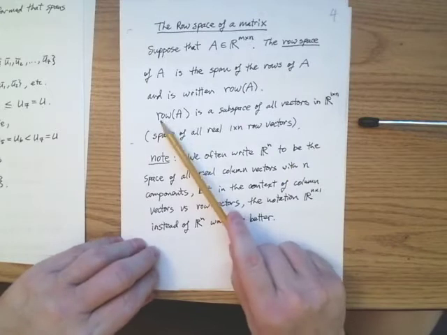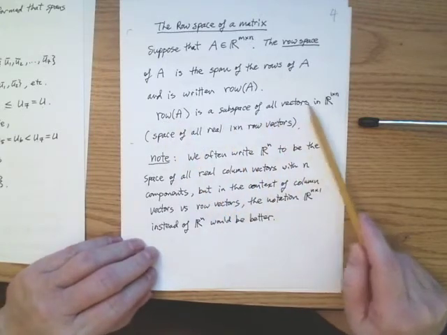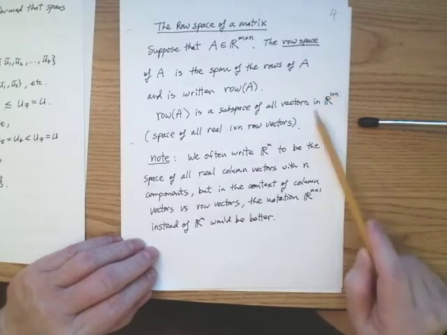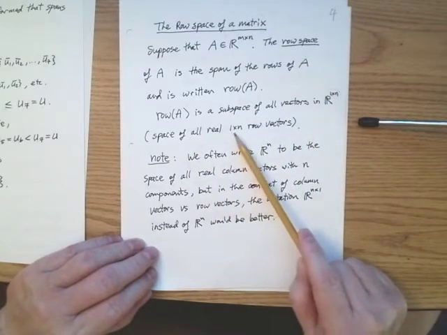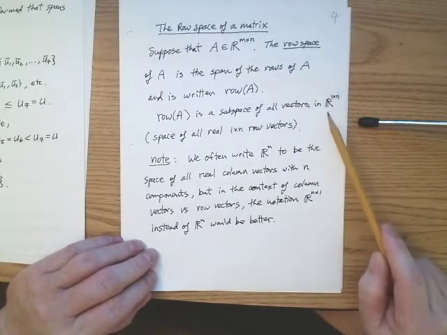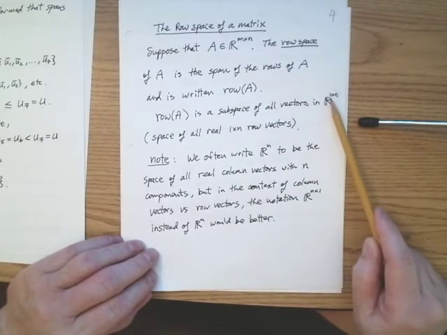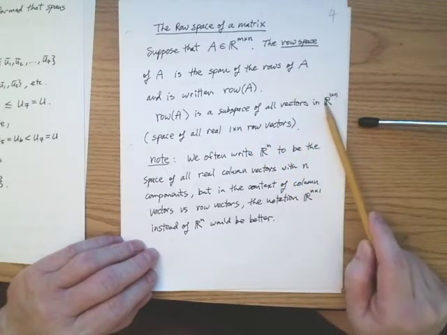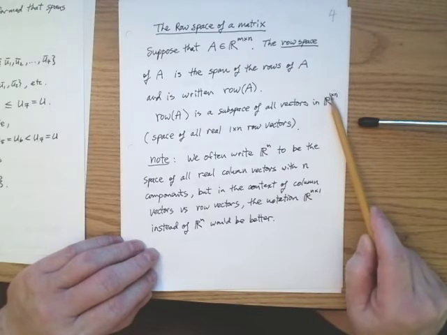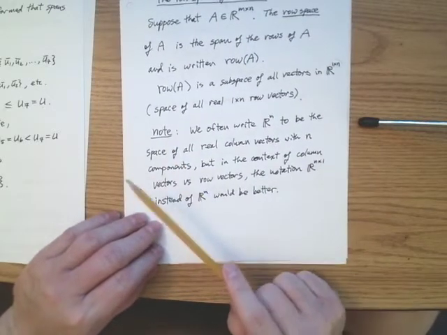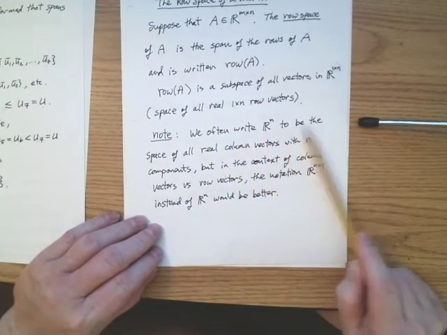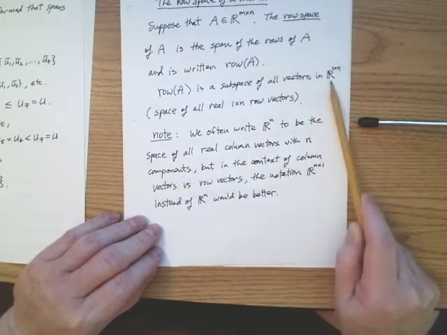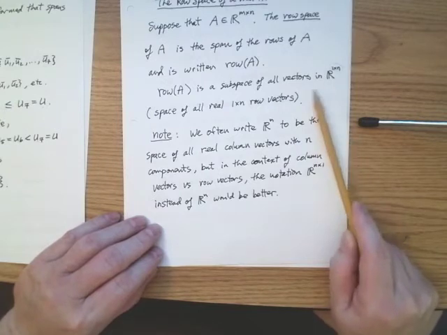Okay? Row A is a subspace of all vectors in R, I'm going to write it this way, 1 by n, right? The space of all real 1 by n row vectors, right? Because if you're in a matrix and you're talking about a row vector, it has 1 row, but in this case, n columns, okay? So I would say R to the 1 by n. Now let me throw in a quick note here. We will often write R to the n to be the space of all real column vectors with n components, right? This has n components also, but this is a row instead of a column.